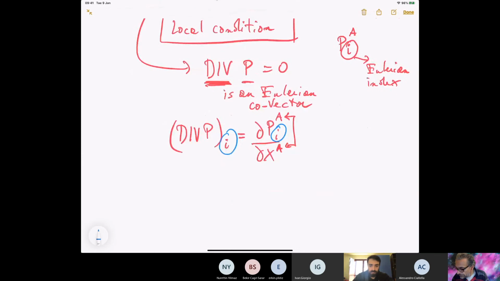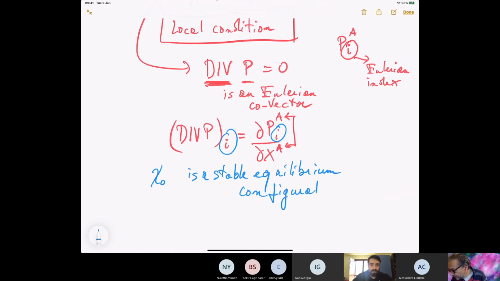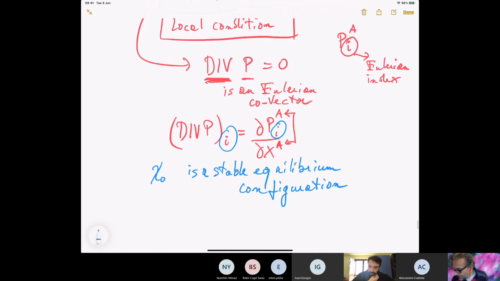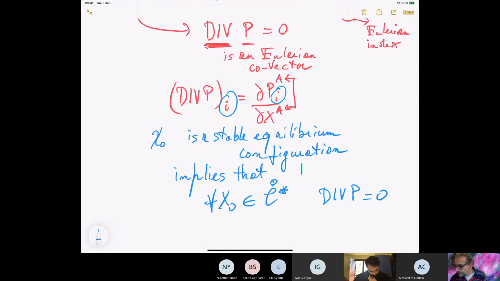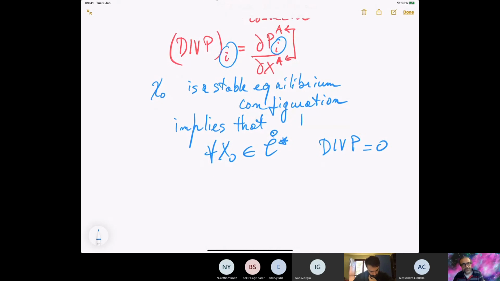So, chi_0 is a stable equilibrium configuration implies that for every x0 belonging to the interior of the reference configuration, div P equal to 0. Okay?